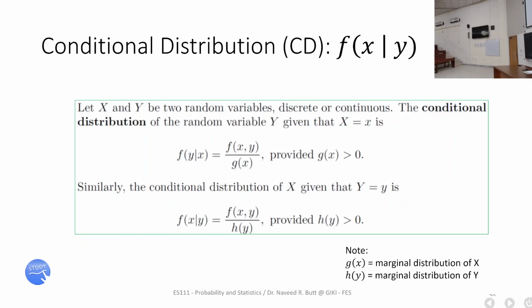Here f y given x is f x y divided by the marginal of x, and of course this is a requirement: the denominator should not be 0, and we discussed that in the conditional probability case already.